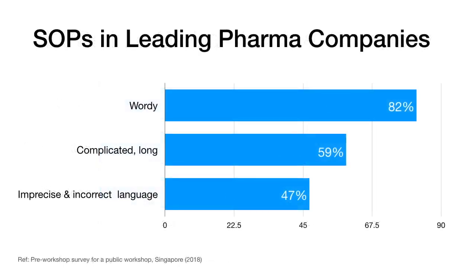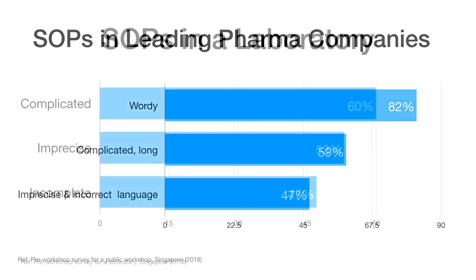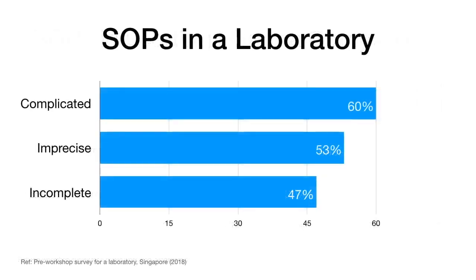Similar results were captured in another pre-training survey among the participants from the leading pharmaceutical companies in Singapore. 82% said SOPs had too much text. 59% said SOPs were complicated and too long. And 47% said the language used was imprecise and incorrect. And the story is no different when I conducted a similar survey for a laboratory at Singapore.